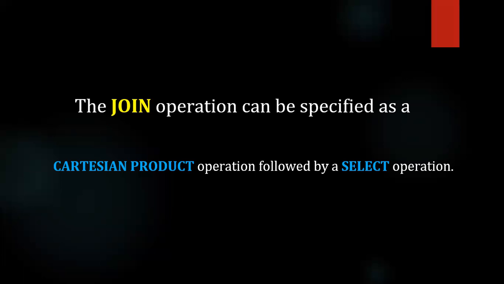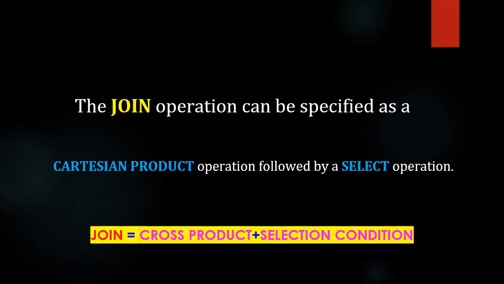So joining will be applied if we need data from the database which is not possible to extract from a single table. If the data we are going to retrieve is related data between two or any number of tuples, across more than one relation, then we need to go for the join operation. Which is a selection condition on the Cartesian product. That is, we can write join is equal to Cartesian product, that is cross product, plus selection condition.